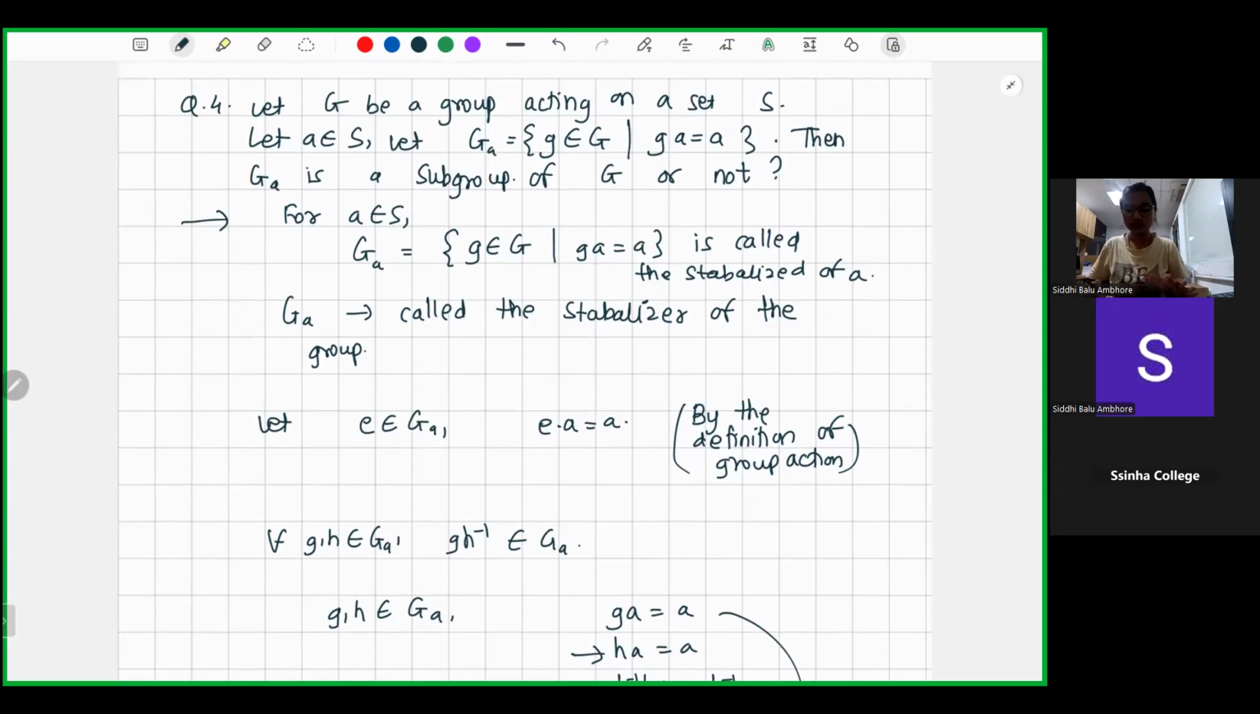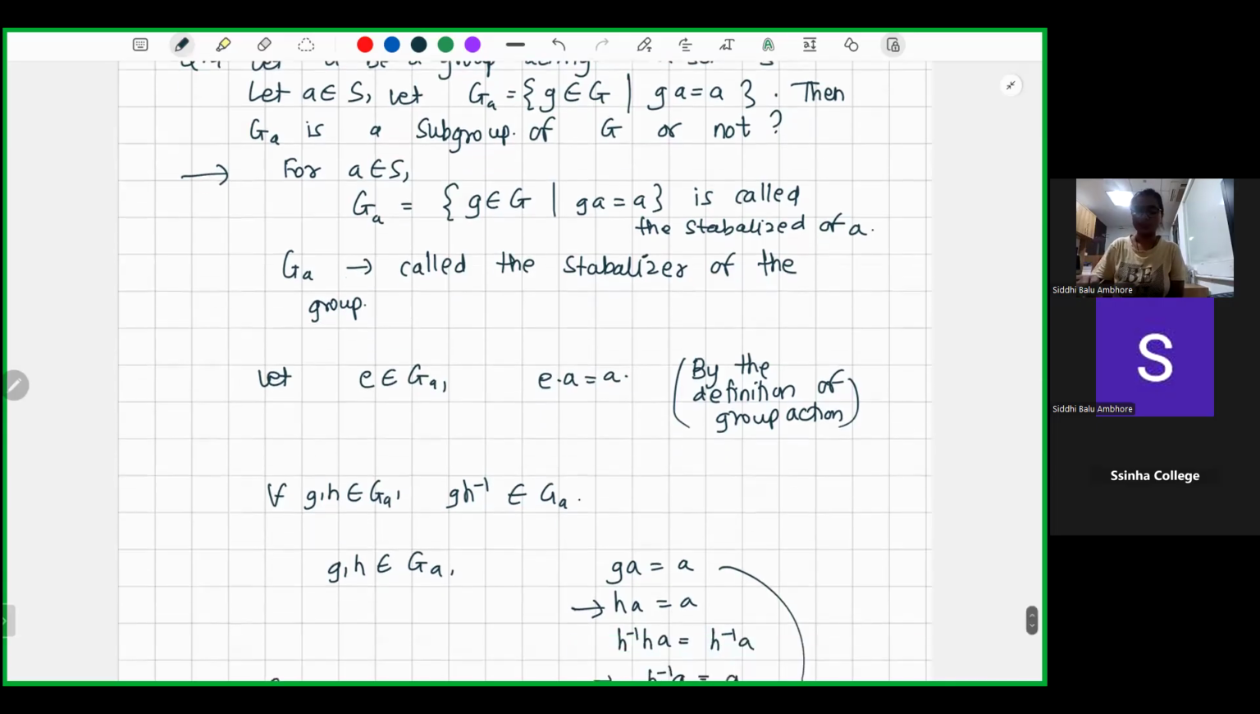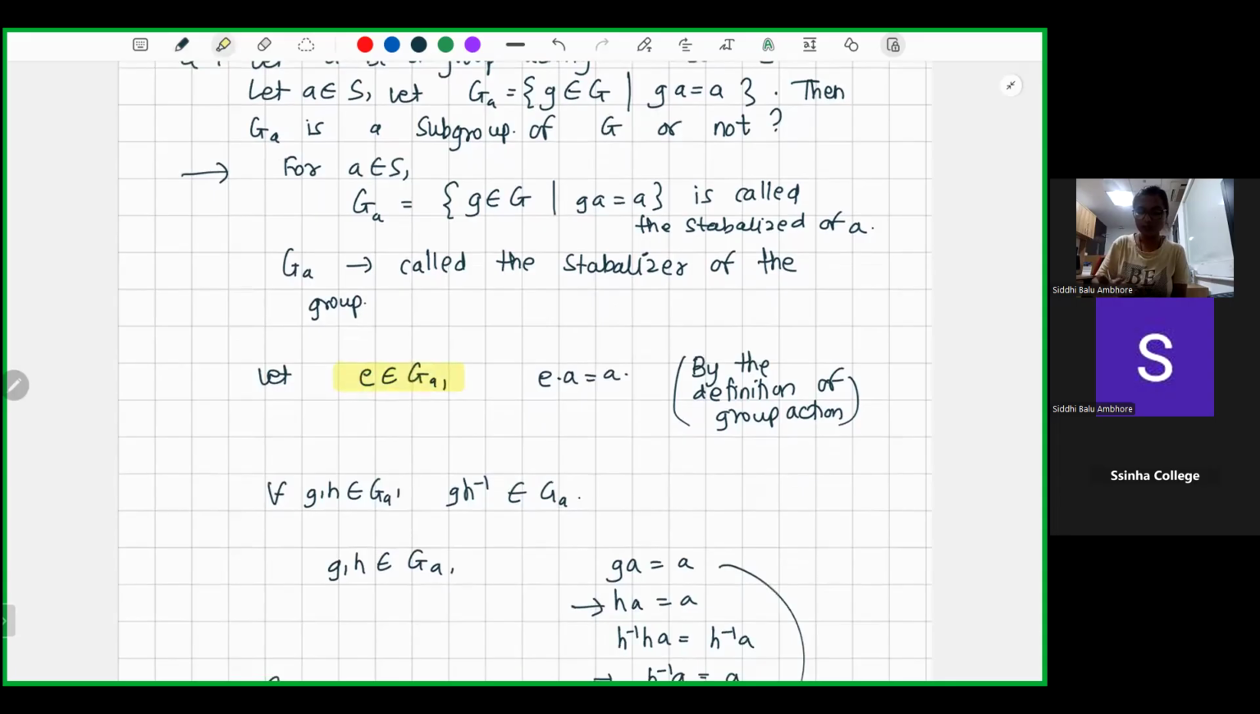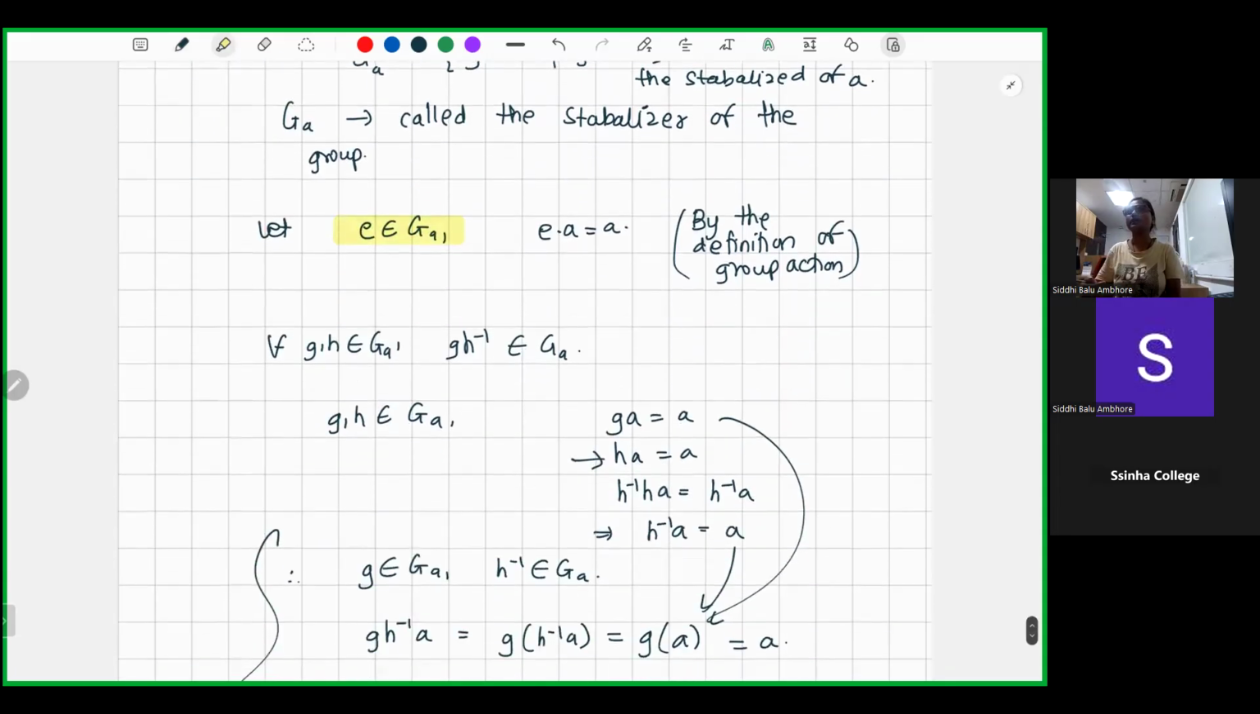Okay, so let me just go through the question again. This G is a group acting on some set S, and they have defined this set GA. It is called the stabilizer of a set, and we are just checking that the stabilizer actually forms a subgroup of group G. And we know that to check a subgroup for any group, we first have to check whether the identity of the given group belongs to that set or not. And for all G and H from that set, we have multiple conditions, right?